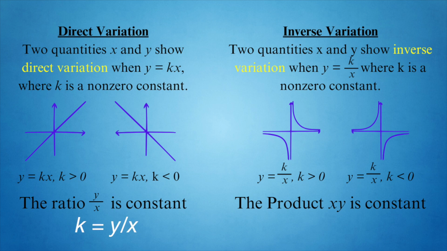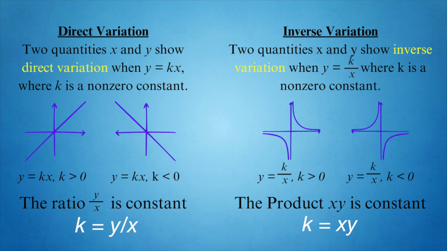An inverse variation is where we're going to see this curved line, and we're going to see that they're in opposite quadrants. So the first and the third quadrant, or the second and the fourth quadrant. That's represented by the equation y equals k divided by x. And in order to find our constant of variation here, we would be multiplying x times y.